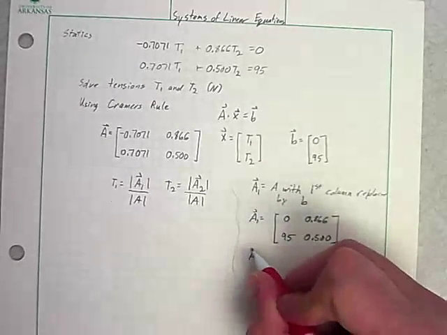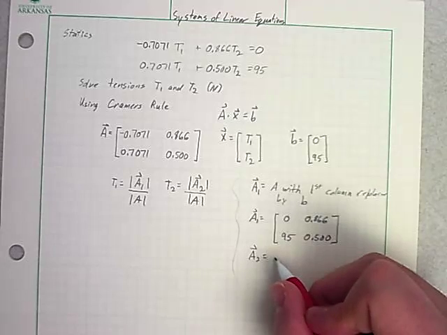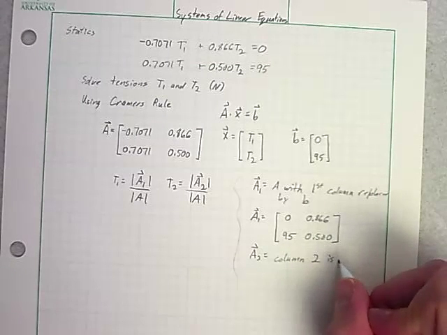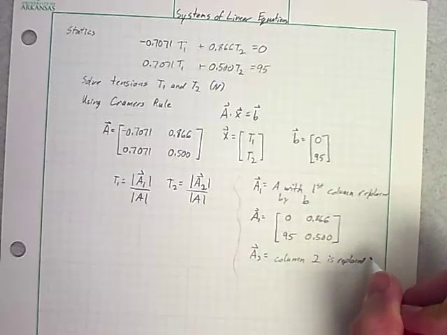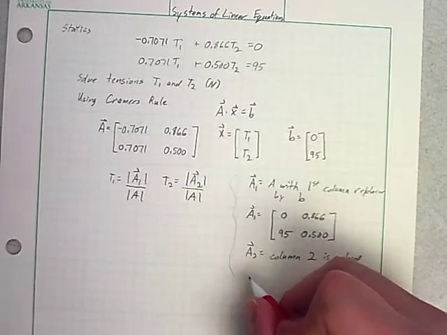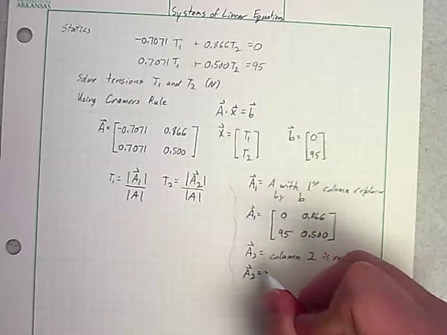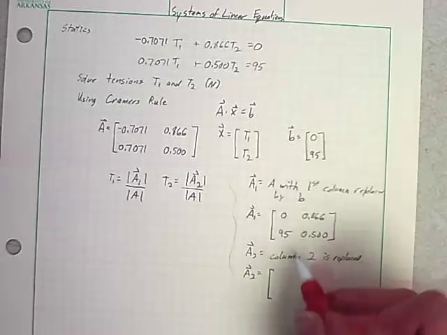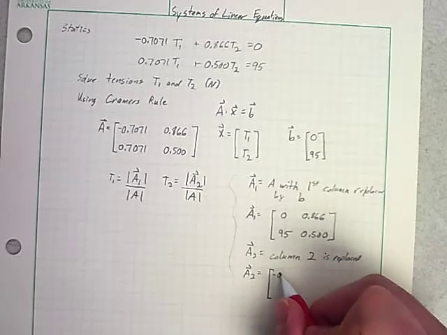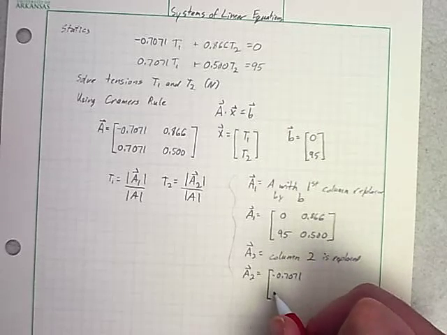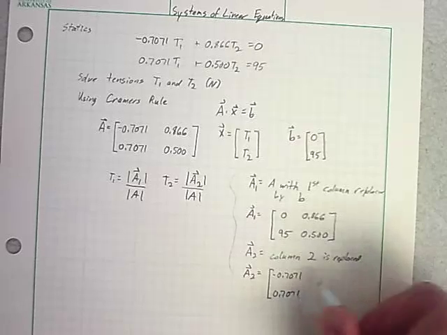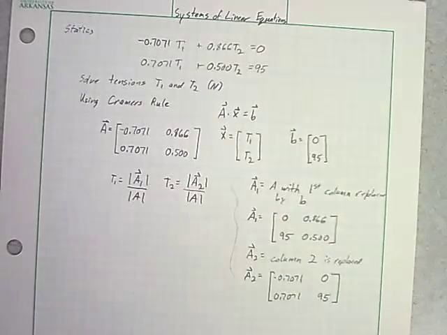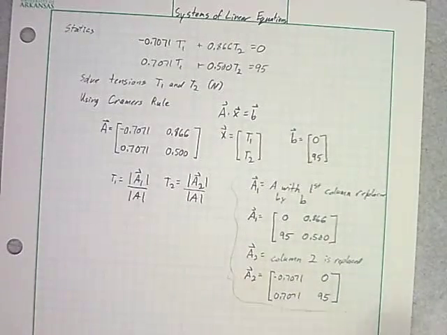A2 is the same thing. Column 2 is replaced. So A2 is going to look like negative 0.7071 for that part, positive 0.7071 for that part, and then over here on the right is where it gets in the second column. For A2, we get 0 and 95. Okay, so that's how we get those things.